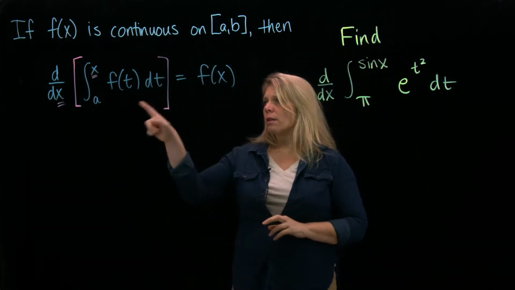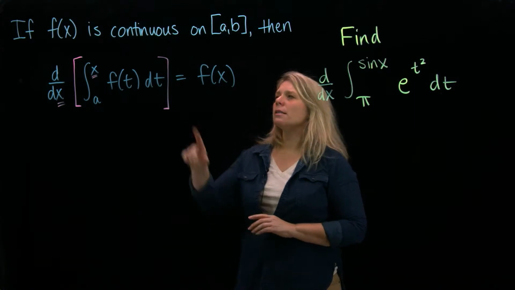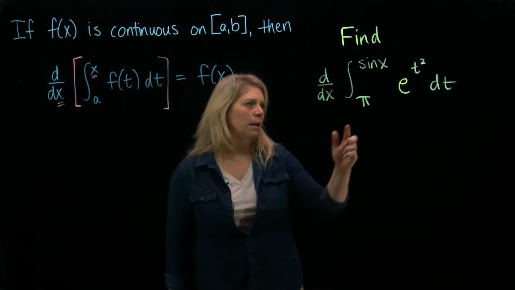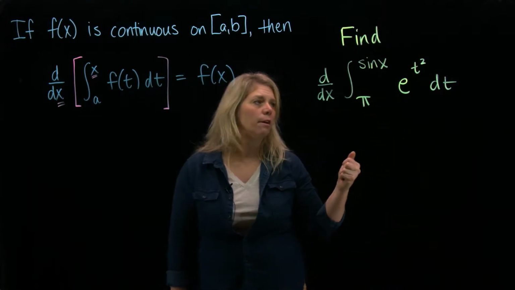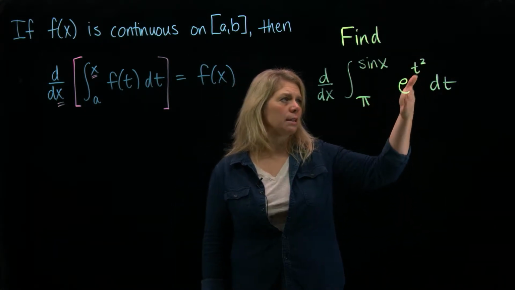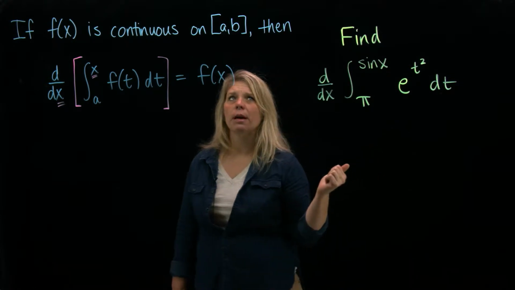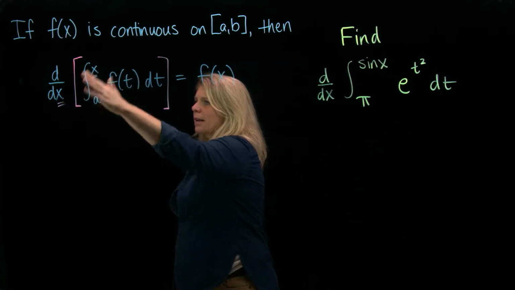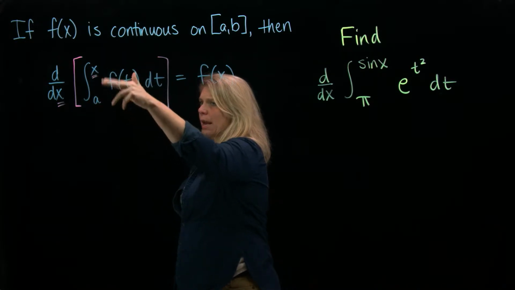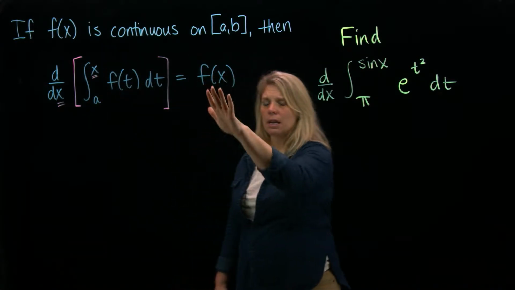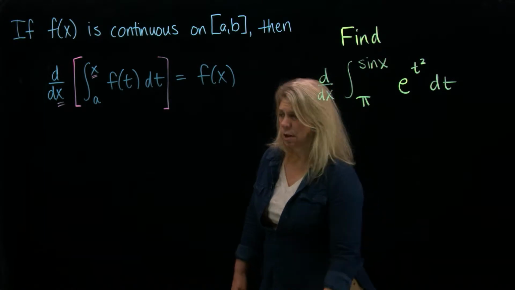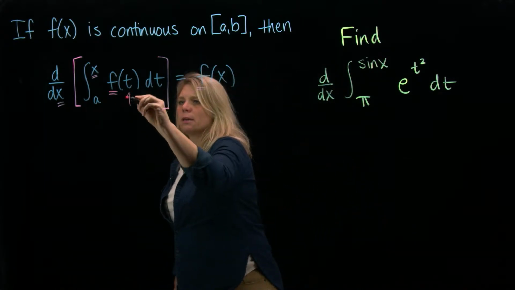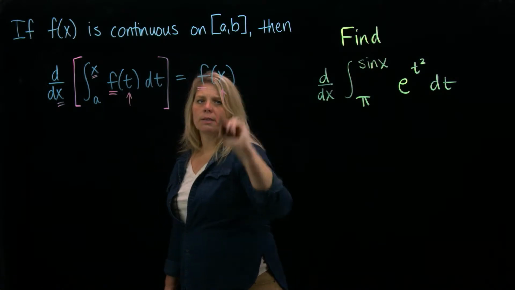All right, so this part of the fundamental theorem of calculus says if our function f of x is continuous on [a, b], here our function is f of t instead of f of x, but f of t is e to the t squared, which is continuous everywhere, then the derivative with respect to x of this integral from a to x, f of t dt equals f of x. And so we have the same function here, little f, but instead of being evaluated at t, it is evaluated at x.